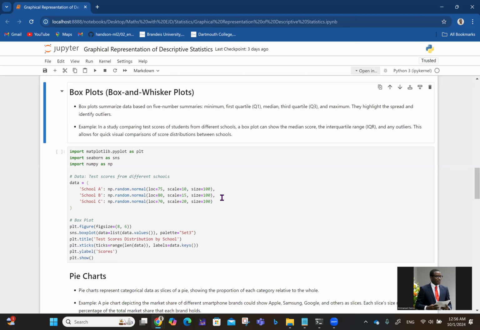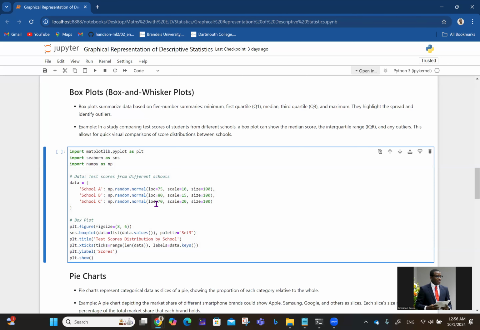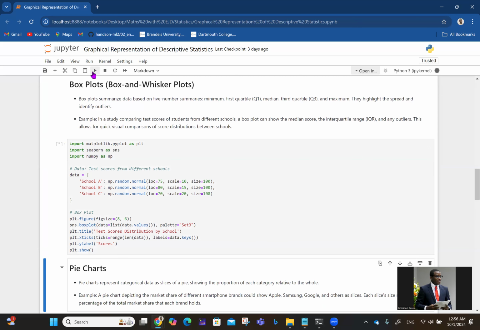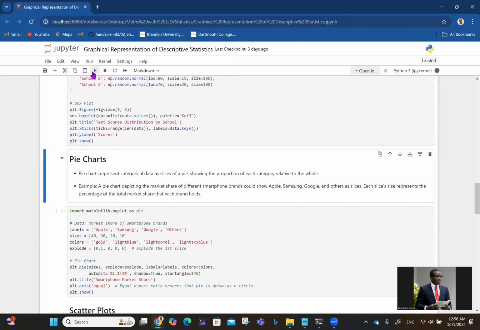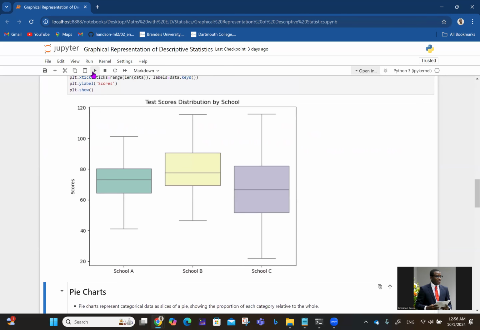So if you want to compare schools, say you have school A, school B, school C, we are generating scores randomly so we can visualize differently. So if I run this now, it shows us three box plots. So you can see that for school C, the minimum score is a bit above 20, and the maximum score is close to 120 and all that.